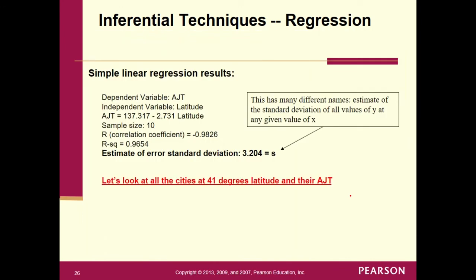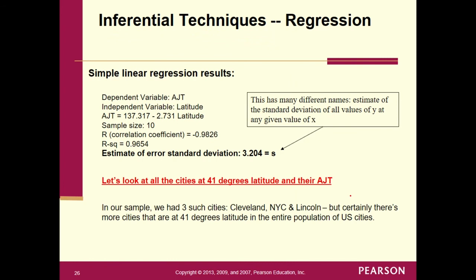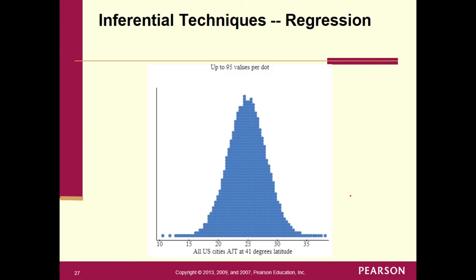So think about this. In our sample, we had just 3 cities, right? But certainly there are more cities in the United States that are at 41 degrees latitude. So pretend that we could look at all the different cities sitting at 41 degrees latitude, not just Cleveland, New York, and Lincoln, but all of them. And let's pretend to make a dot plot of all these cities.